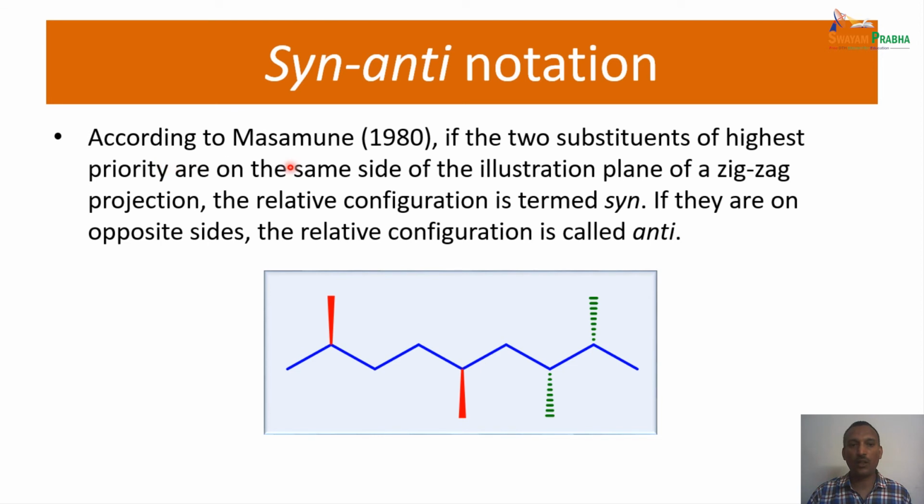According to Masamune in 1980, if the two substituents of highest priority are on the same side of the illustration plane of the zigzag projection, this relative configuration is termed a syn configuration. If they are on opposite sides, with one pointing towards the observer and the other pointing away from the observer, then these two are called an anti arrangement. Let us look at this molecule in three dimensions to see how it is actually represented.